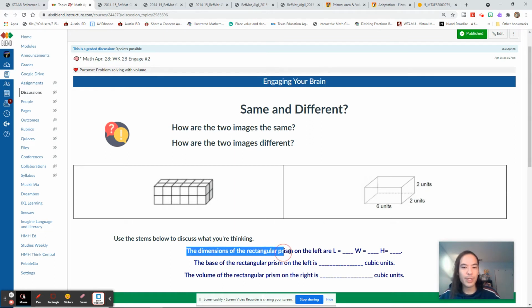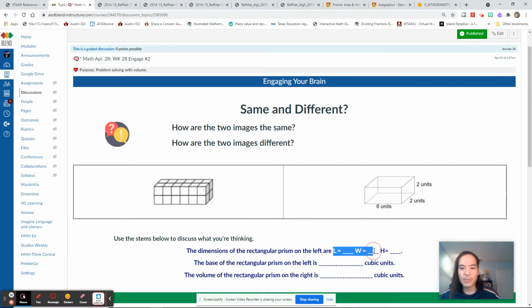So actually, the dimensions of the rectangular prism on the left are the same as the rectangular prism on the right. Our rectangular prism here on the left is 6 units wide, 2 units long, and 2 units high. Remember, you could also say that it's 6 units long, 2 units wide, and 2 units high. For what we're doing right now, if you mix up your length and your width, it's not a big deal. But do not mix up your height, all right?